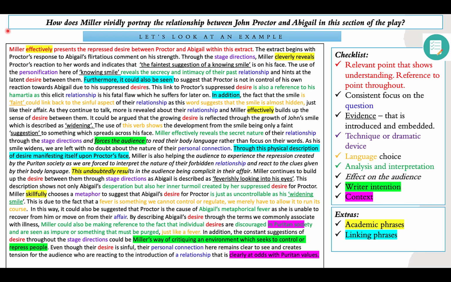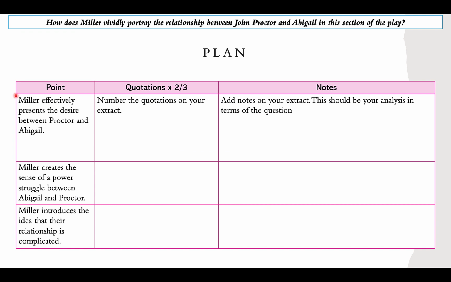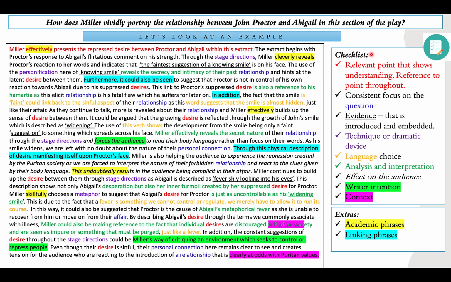So this example is my point 1, and I'll just remind you of what that was from my planning table. My initial point, the first one I want to make, is Miller effectively presents the desire between Proctor and Abigail. So I will now develop this into a full paragraph. This will now be a section of my essay. So before we get going, just have a look here at the checklist.